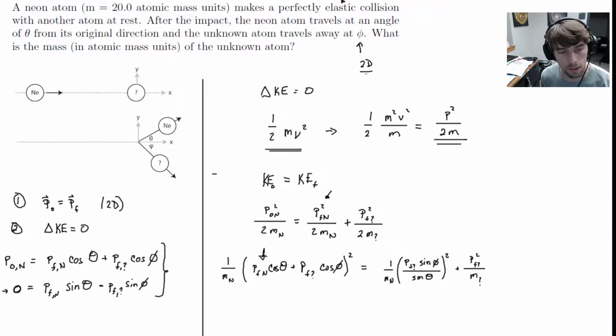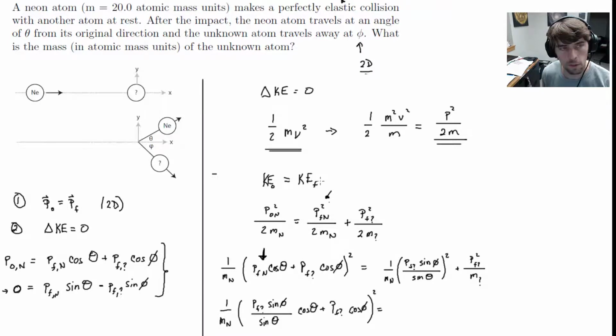Now you notice, wait a minute, now I've reintroduced the final momentum of the nitrogen again. So I've got another substitution to make. So at the end of the day, I have 1 over the mass of the nitrogen times the momentum of the unknown particle times sine of phi divided by sine of theta times cosine of theta plus the momentum final of the unknown particle cosine of phi, that whole thing squared, is equal to, of course, 1 over the mass of the nitrogen times the momentum final of the unknown particle sine of phi, all divided by sine of theta squared, plus the final momentum of the unknown particle squared over the mass of the unknown particle.